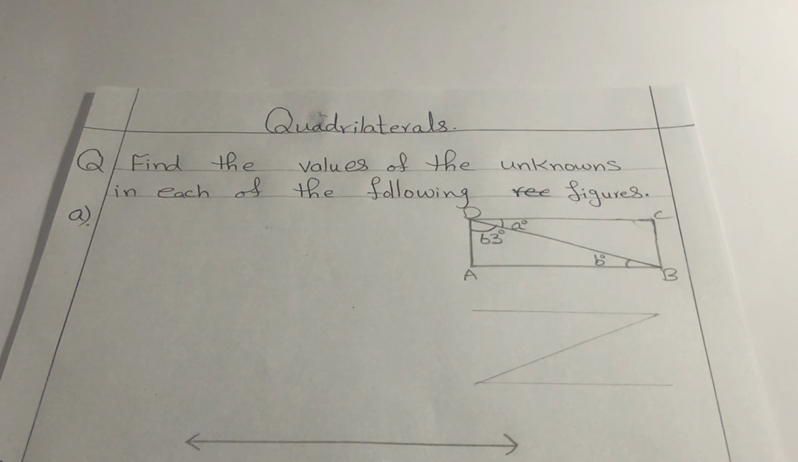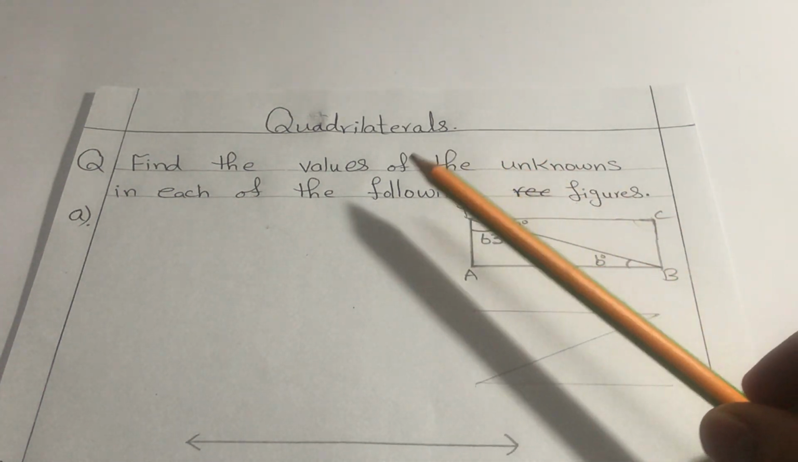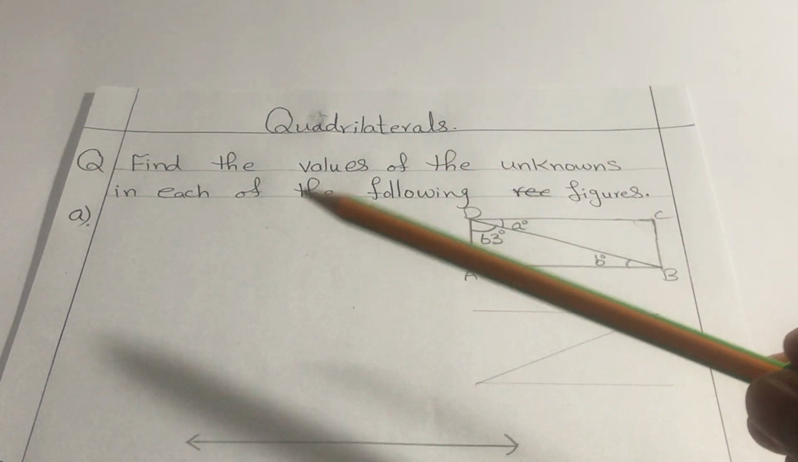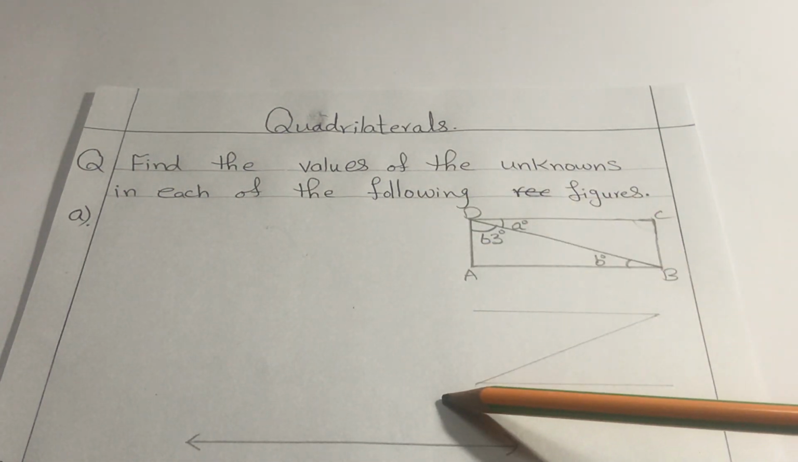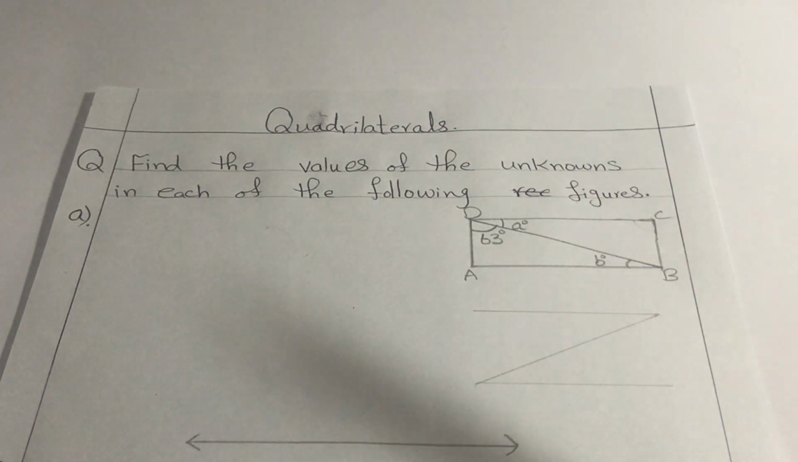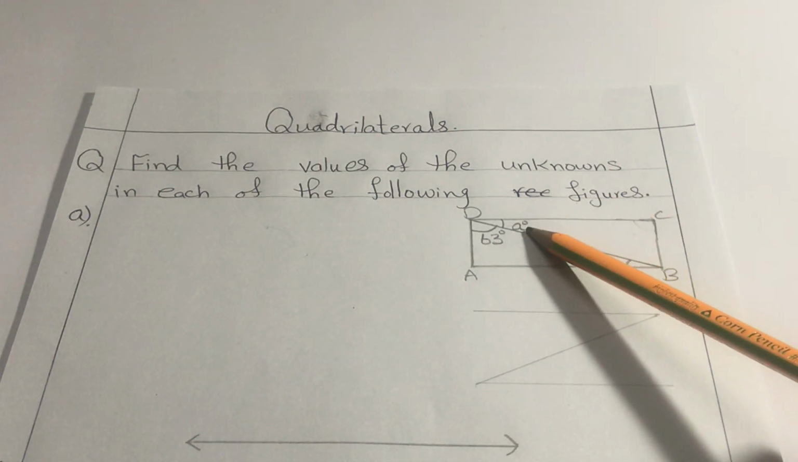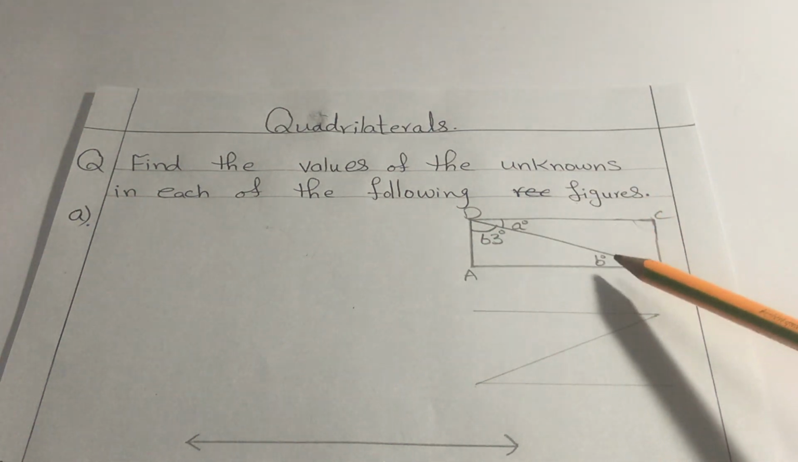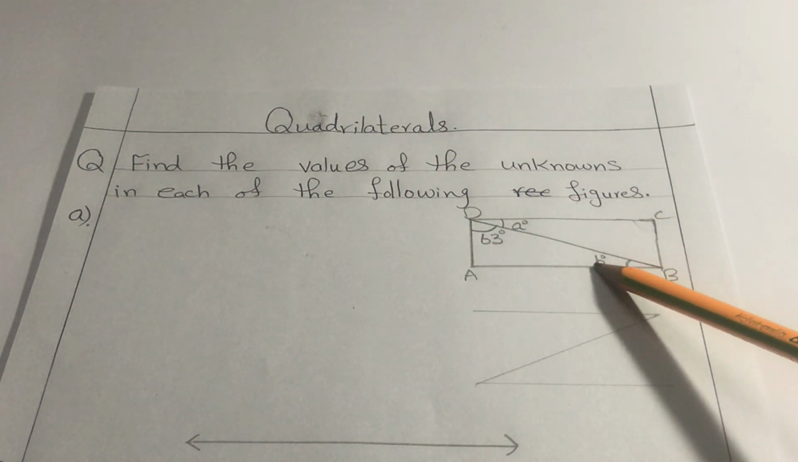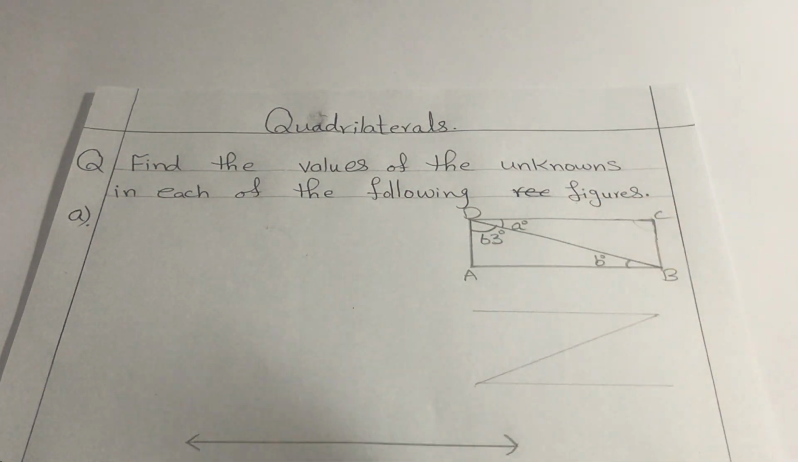Before we start, let's see our question first. Our question is, find the values of the unknowns in each of the following figures. Unknown angles are the angles that we denote by the alphabetical letters A, B, C or D. Right?